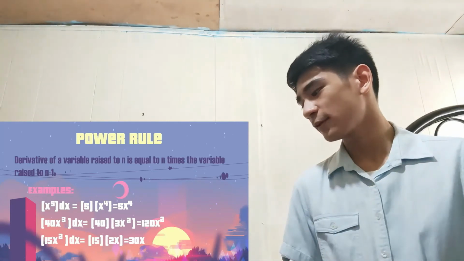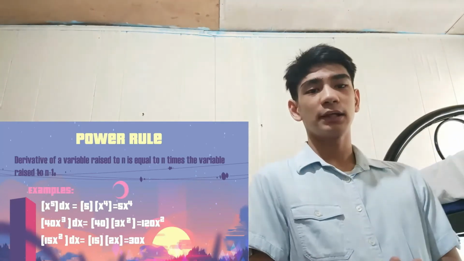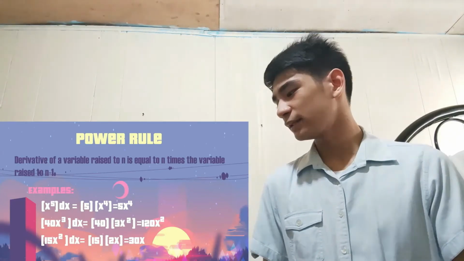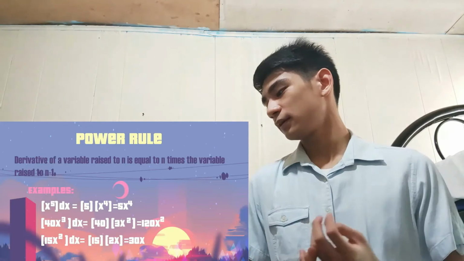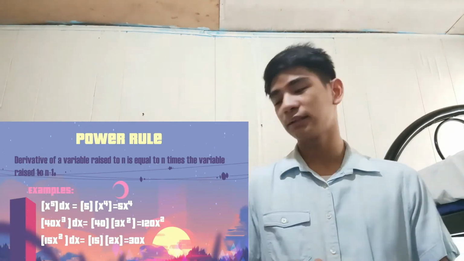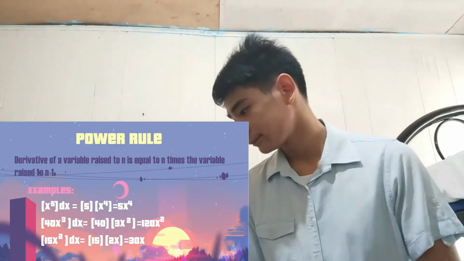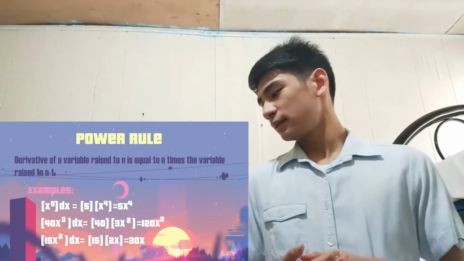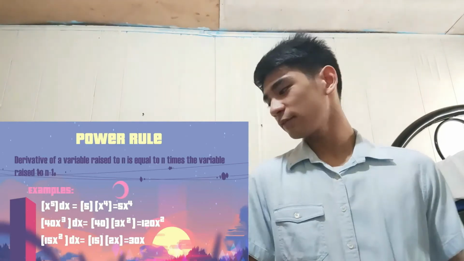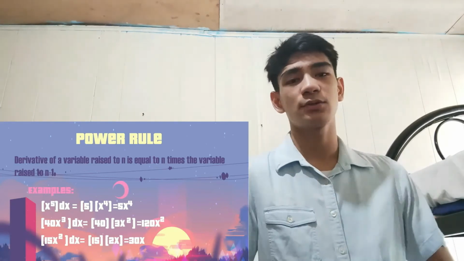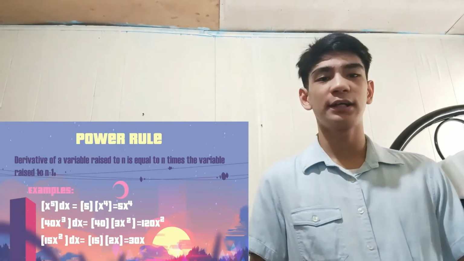Another example is 40x cubed. To get the derivative of this, we need to multiply 40 and the derivative of x cubed, which is 3x squared. And the answer will be 120x squared. The last example is 15x squared. To get the derivative of this, we need to multiply 15 times the derivative of x squared, which is 2x. And the answer will be 30x.